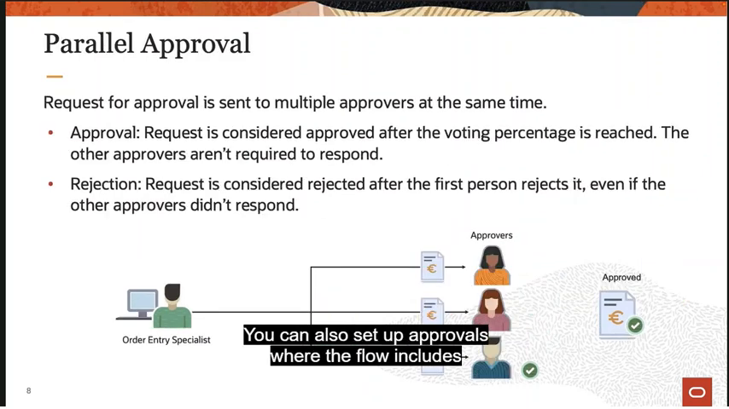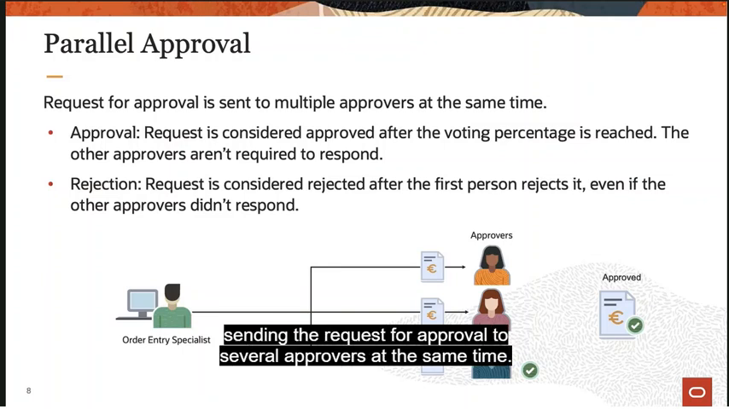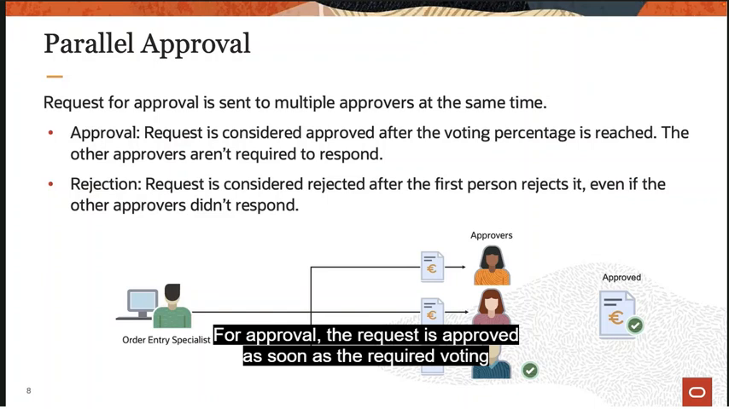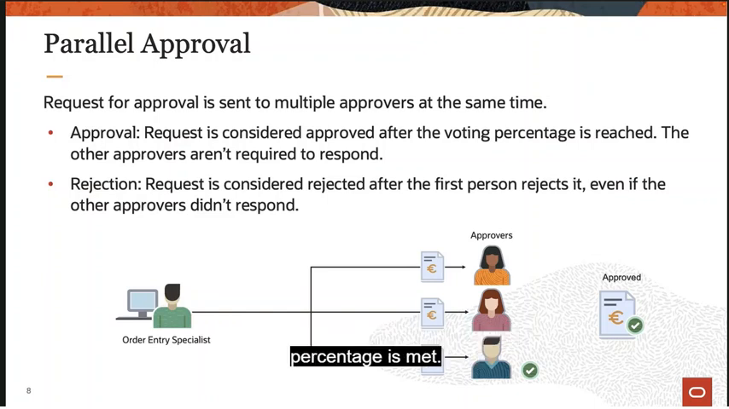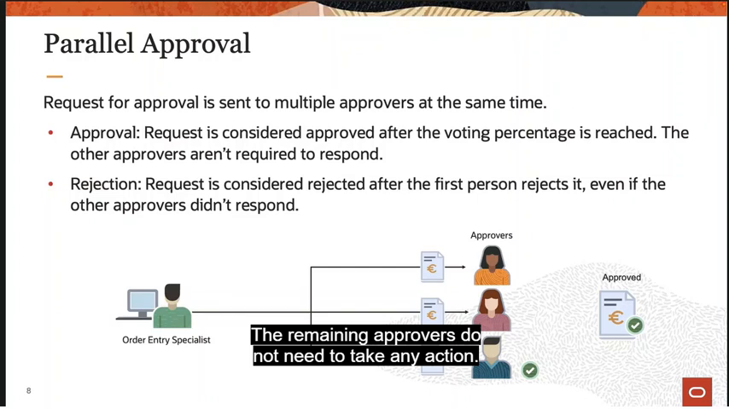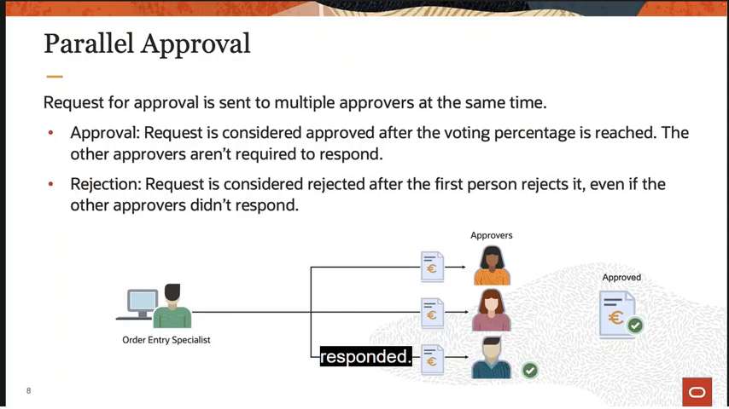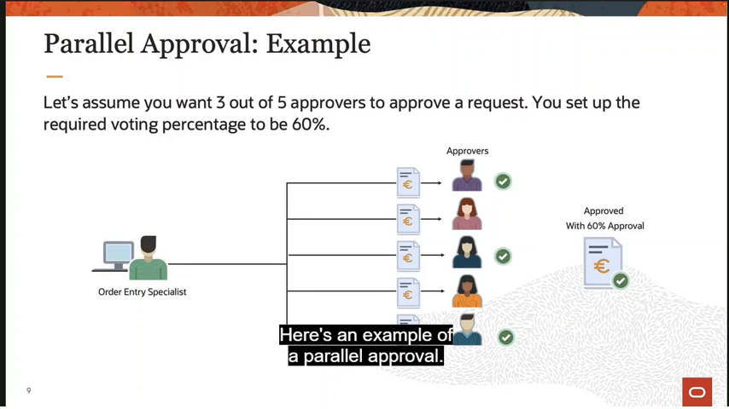You could also set up approvals where the flow includes sending the request for approval to several approvers at the same time. For approval, the request is approved as soon as the required voting percentage is met. The remaining approvers don't need to take any action. For rejection, if just one person rejects the request, it's considered rejected right away, even if the other approvers haven't responded.